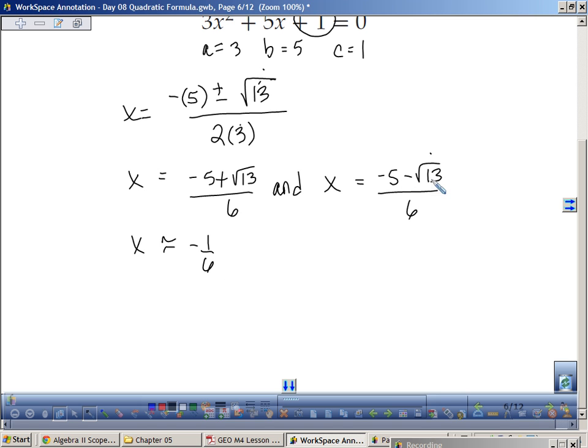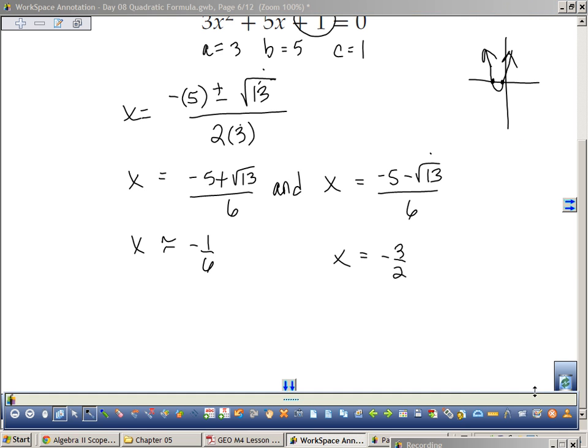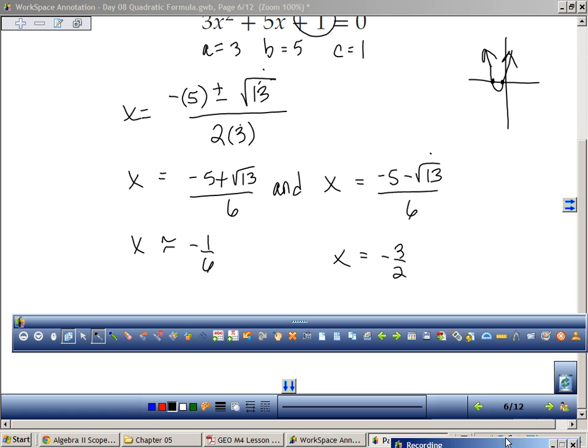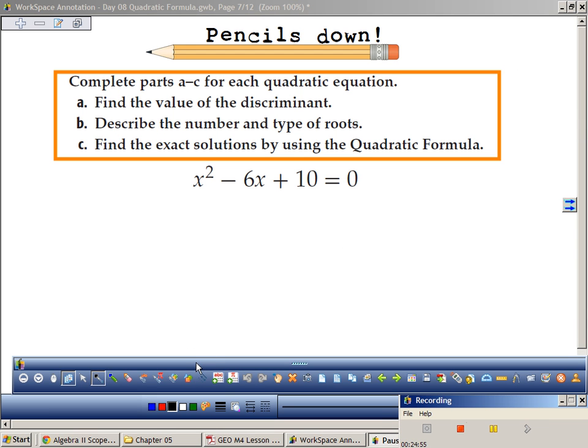This one, square root of 13 is somewhere around 4. Negative 5 minus 4, negative 9 over 6. What's negative 9 over 6? Negative 3 over 2. So on your graph, it's going to be negative, like right there, and then 1.5. So it's really steep, which makes sense because doesn't it cross at 1? Looking at the whole behavior of the graph. So write down as much of that as you want. All right, last one.